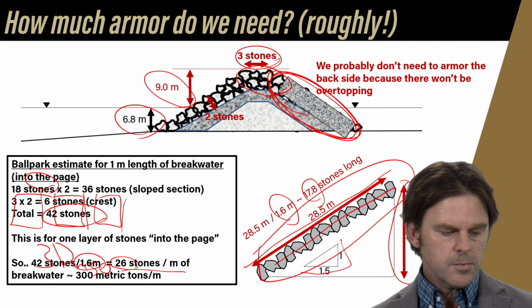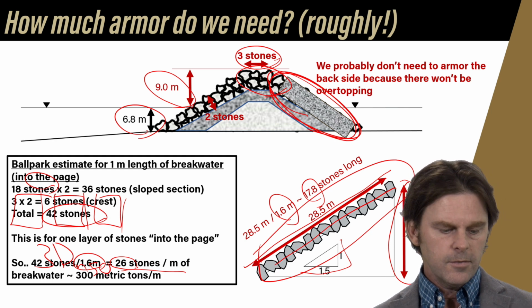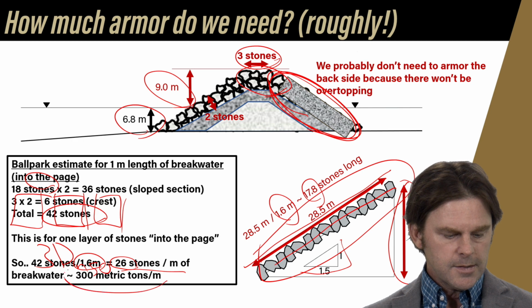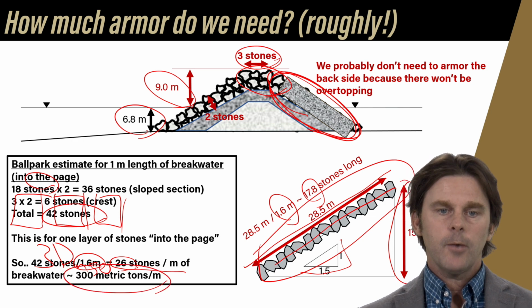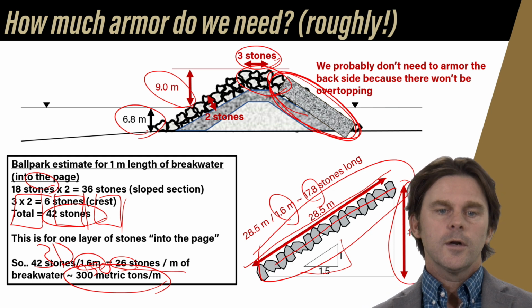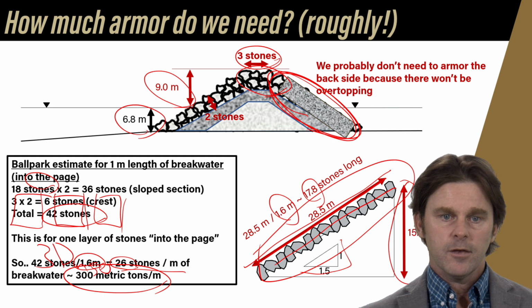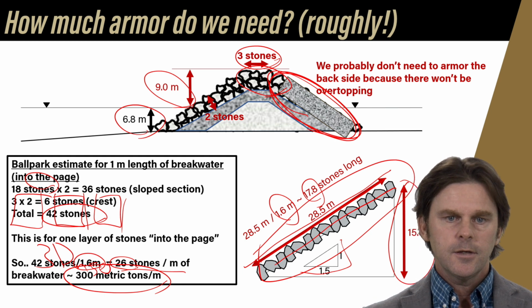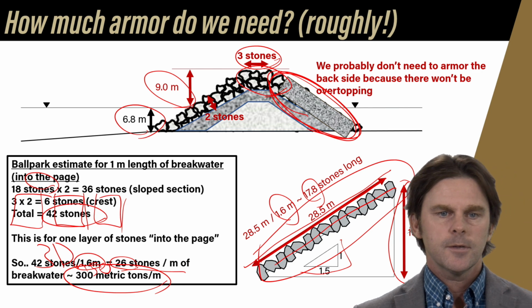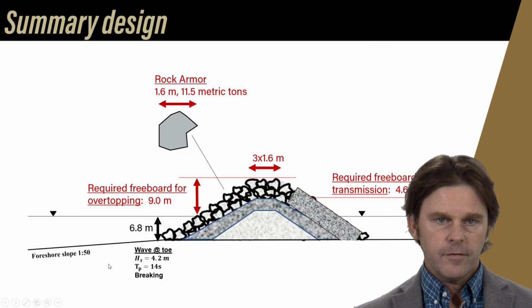And then you can do things where you figure out, like how much does all this weigh? We know the weight of each stone from before. And basically we get 300 metric tons per meter into the page. And so that would allow you to figure out what is the total weight of armor that you need for this breakwater if you know its length into the page. And that's useful because if you know how much it costs, then you can start costing out some of these different options or geometries. Anyway, just threw that in there for kicks.